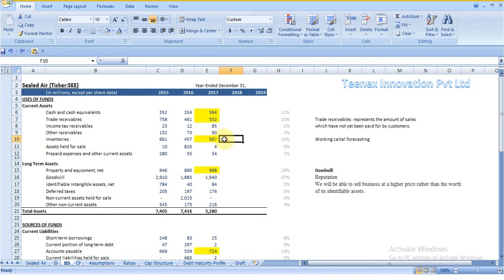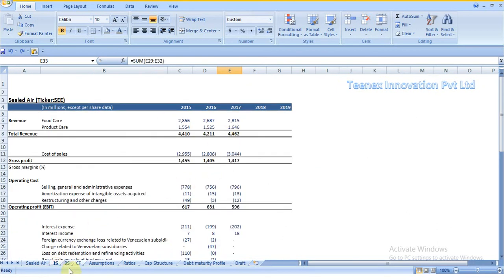Similarly, the company has an inventory balance of almost 500 million, which means the company needs to maintain almost 10% of its balance sheet size as inventories for the sale of 4.4 billion.